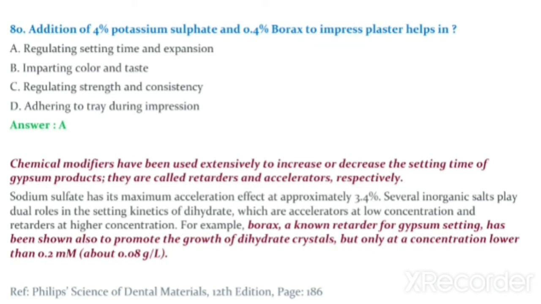For example, borax, a known retarder for gypsum setting, has been shown also to promote the growth of dihydrate crystals, but only at a concentration lower than 0.2 millimolars, that is about 0.08 gram per liter. Reference from Phillips Science of Dental Materials, 12th edition, page number 186.